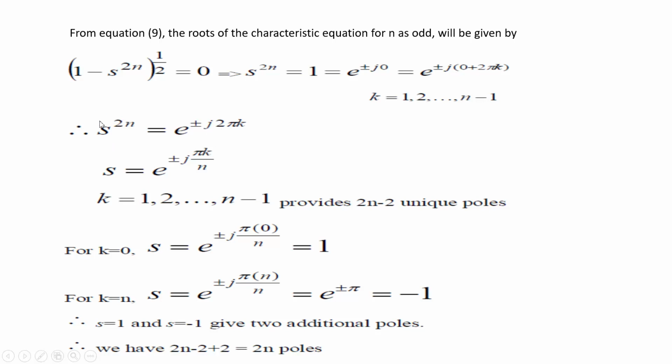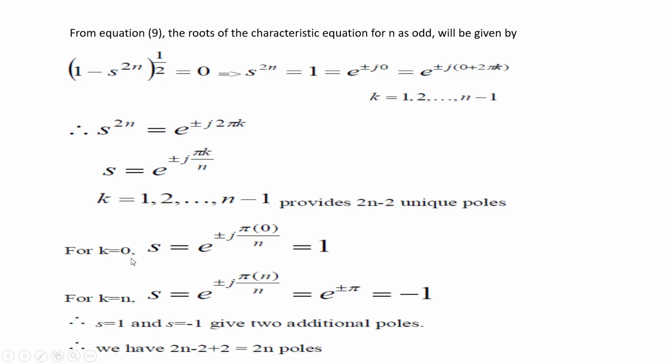And taking 2n on this side, this 2 will cancel out, and the final equation for the poles is s is equal to e to the power plus minus j pi k by n, where k varies from 1 to n minus 1. So how many poles does it provide? It provides 2n minus 2 poles. And 2 poles are there for k equal to 0. Here we are not considering k equal to 0.